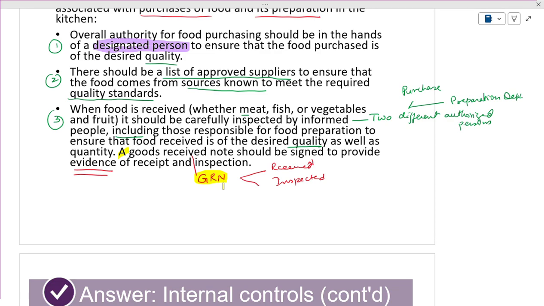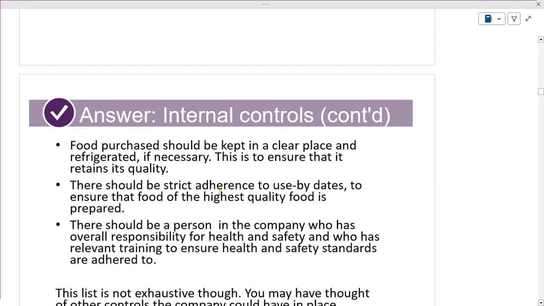Goods received note. Whenever we are receiving, it has to be signed by two people: one is the person who is receiving and one is the person who is inspecting. Food purchases should be kept in a clear place and refrigerated if necessary to ensure that it retains its quality.